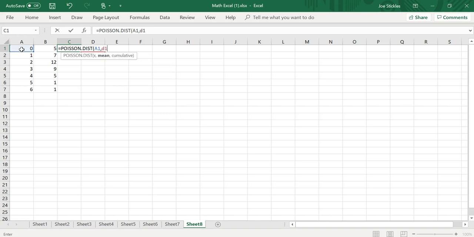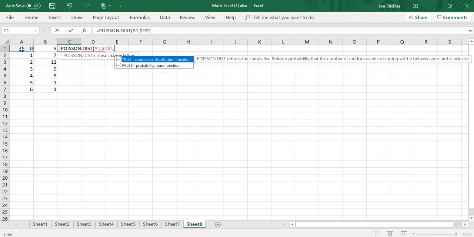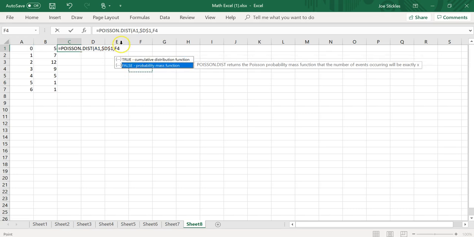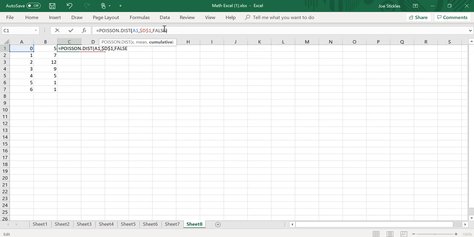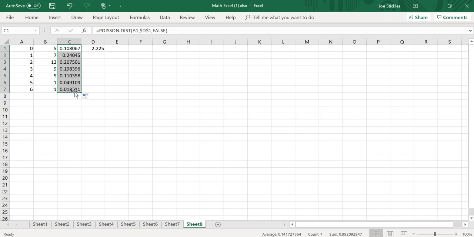I want to use an absolute cell reference for that because I don't want it to change when I copy it down. Then I want the probability mass function here, not the cumulative one, so I'm just going to type in false. I want it as a probability mass because I want to know the probability that 0 occurs, the probability that 1 occurs, and so on down the line. Now, those are probabilities, right? Not expected values.